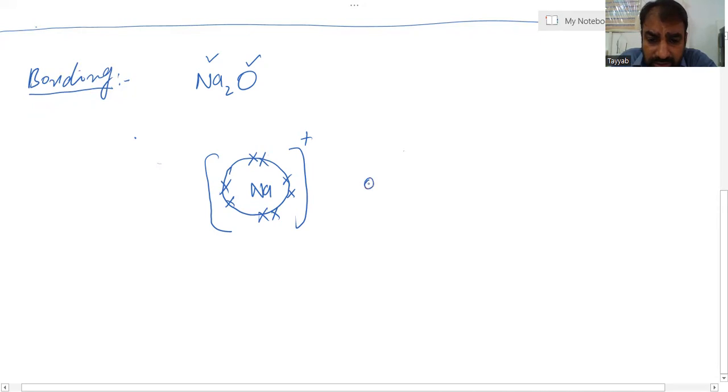For example, I am showing this for oxygen. Oxygen has 6 electrons in its outer shell. So with dots, 2 in the inner shell and its own 6: 1, 2, 3, 4, 5, 6, and this makes 8.